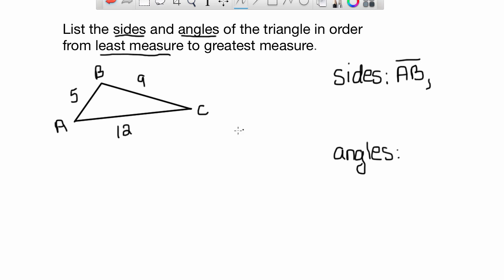Good. And then the next one, in order from least to greatest, is going to be 9. So that's side BC. And then the last side, the longest side, is going to be the side that has a measure of 12 units, and that is side AC.